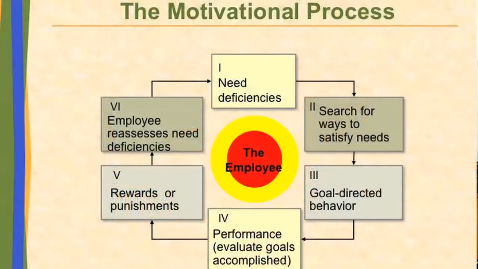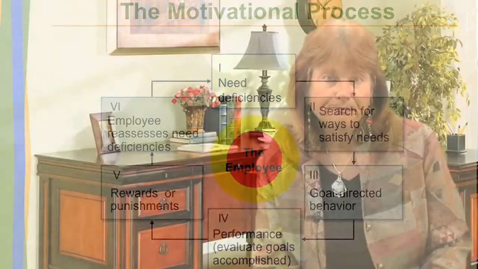When we look at the process, we start with the fact that we already said, that there is a deficiency need. There's something that they're lacking, and they are looking for a way to satisfy that need, and usually they identify it in terms of some sort of goal-directed behavior. And when they do that behavior, there's some sort of performance that's evaluated, and they either get rewarded or punished for that, and then they reassess whether they want to do that behavior again or not, whether it's been rewarded or punished or affirmed or not.